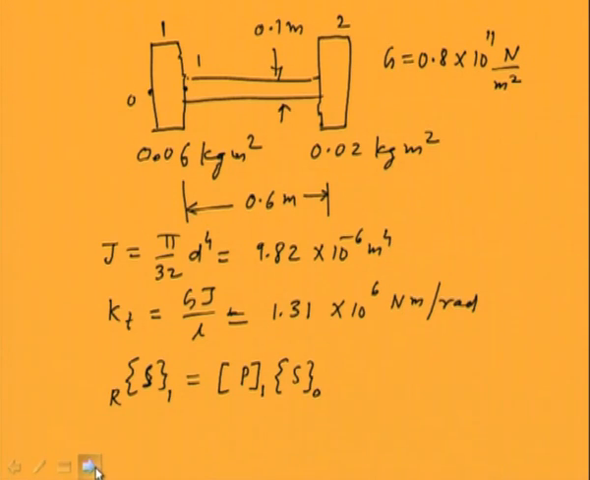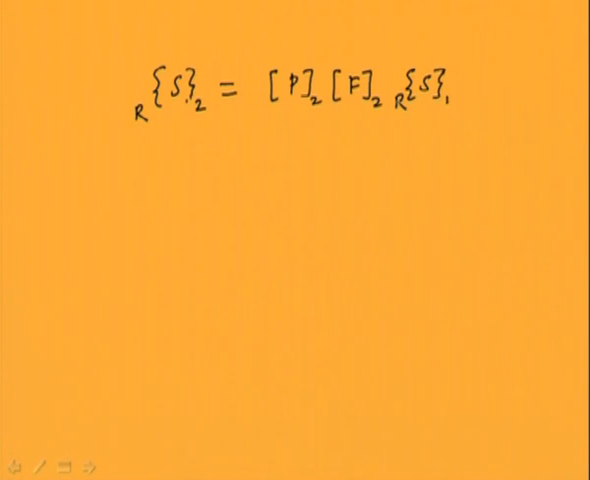Then coming to the state vector at 2, that is right of 2, is given as point matrix of disk 2, field matrix of shaft, and state vector right of disk 1. Okay, and we have already related this state vector with the state vector at 0 station, so we are able to expand this in this form.